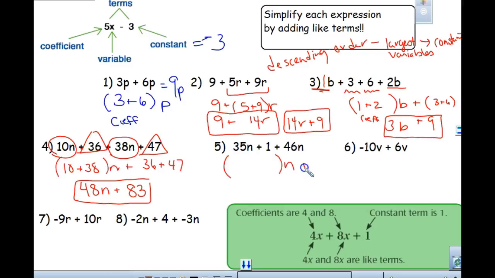Try the next ones. I'm kind of giving you my hint. That's the coefficient part, right? The coefficient part.